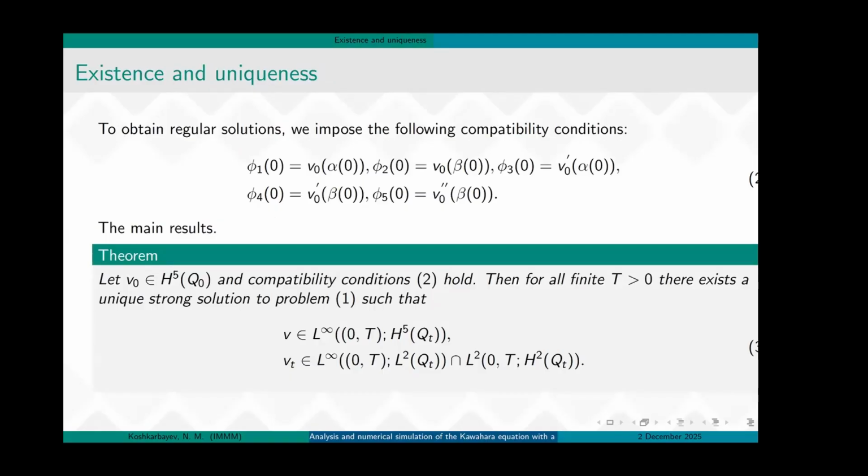For the first main result, to obtain a regular solution, we impose compatibility conditions at the boundaries, conditions 2. And our main result is the following Theorem 1. Let the initial data v0 belong to a suitable subspace of H5. Then for any finite time T, there exists a unique strong solution to the problem. The solution satisfies the regularity classes shown in equation 3.